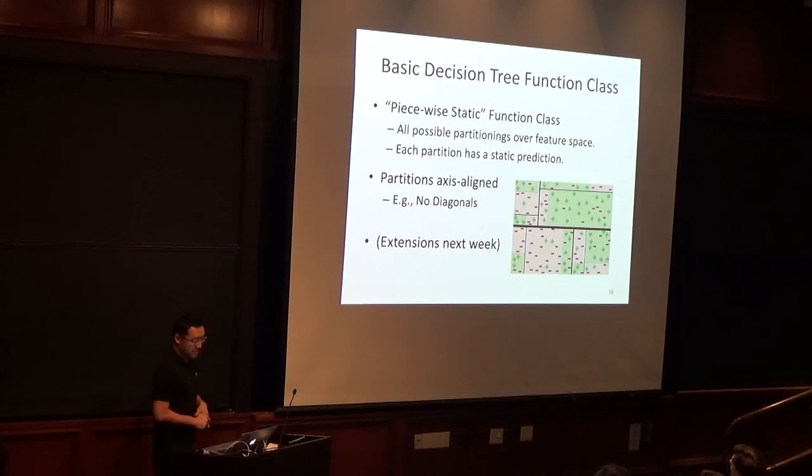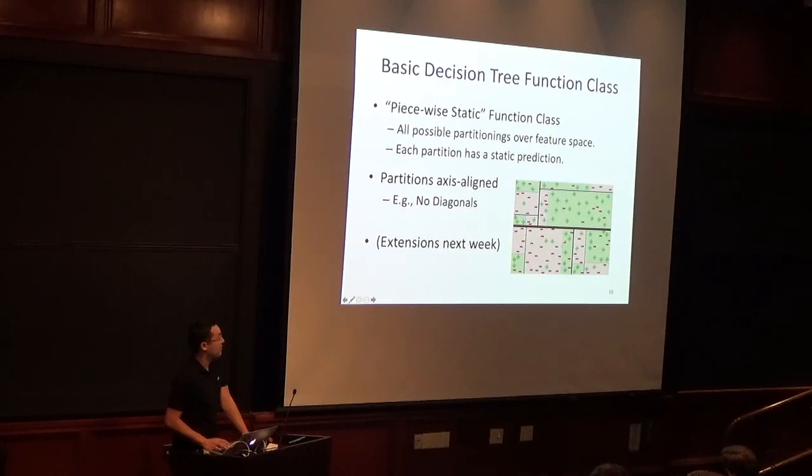So all possible partitionings over a feature space. And within a partition of that partitioning, the prediction is constant. In other words, all of these partitions are aligned with some axis of the feature space, and there are no diagonal boundaries that partition the data. All the boundaries are axis aligned.